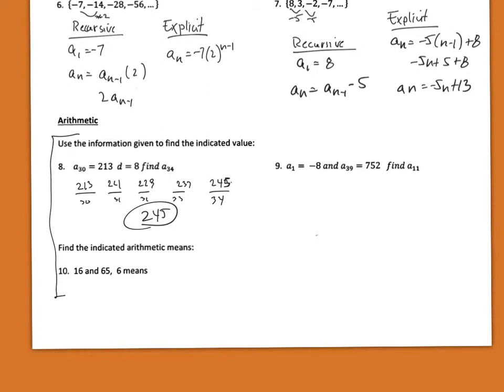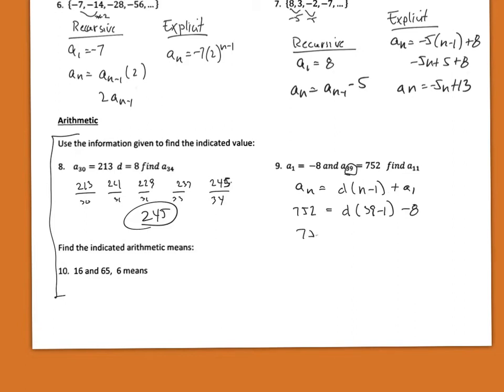Now, this one is going to be a little bit different, though. This one is going to require that you use the formula. So we know that a sub n is equal to d times (n minus 1) plus a sub 1. Well, we know that one of the numbers is 752. We don't know how we go from number to number, but I'm using this term, so this would be 39 minus 1, and they were nice enough to tell us a sub 1.